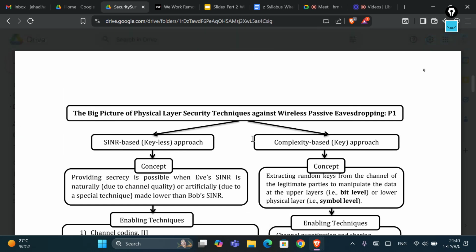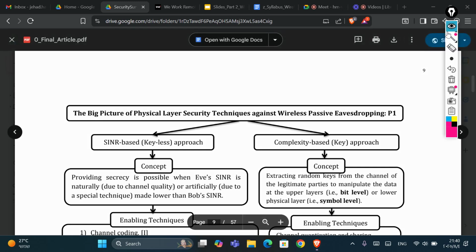Briefly, we classify physical layer security techniques in this domain into two categories. The first category is related to the signal to interference noise ratio based approach. We call it, between two parentheses, keyless. In this approach, we can provide security without sharing keys between the transmitter and receiver. And this is very interesting. This word keyless means that without sharing keys between the transmitter and receiver, you are able to provide security.